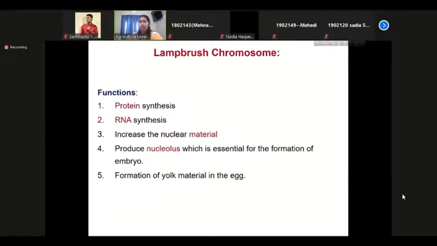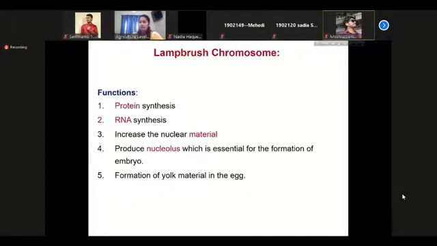So, the function of the Lamb-Brush chromosome. Of course, they are chromosomes, they have DNA, they must be involved in protein synthesis. This is the normal thing, everybody knows the functions of chromosomes. Protein must be synthesized in the Lamb-Brush chromosome. For synthesizing protein, of course, they first have to go through a transcription procedure. By transcription, they produce RNA.